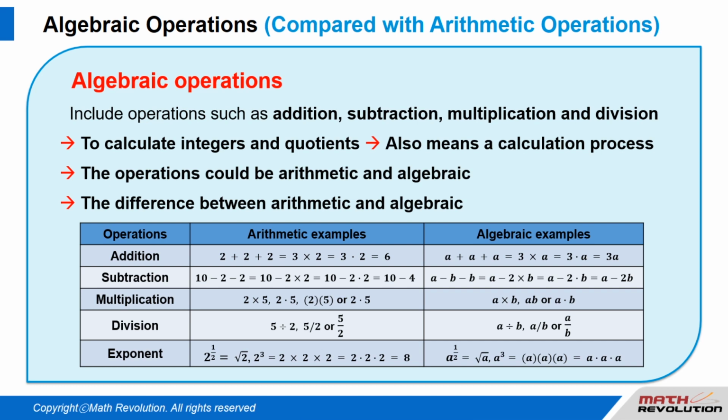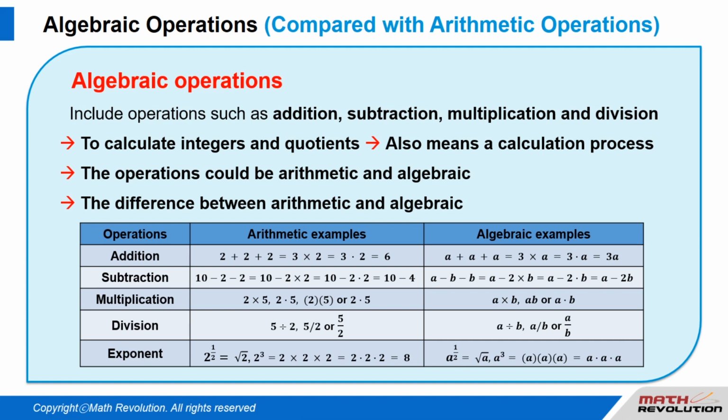Operation is multiplication. Arithmetic example of multiplication: 2 times 5. Algebraic example of multiplication: a times b.